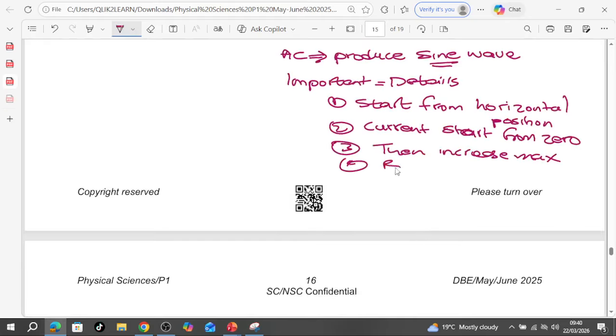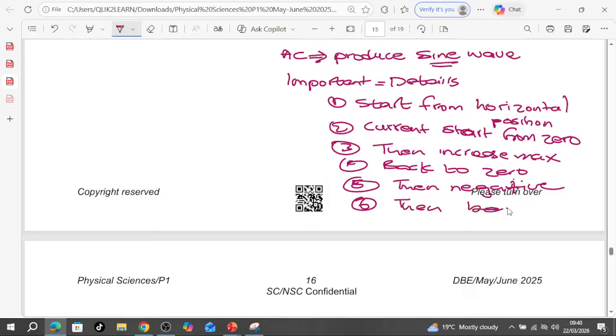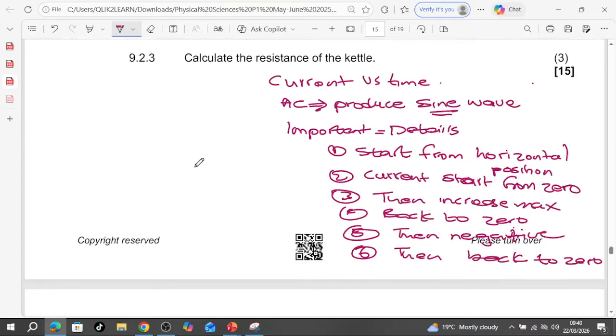That's how it moves. It comes back to 0, then negative. Then it comes to be negative, and then back to 0. I'll explain every step. Okay, let's draw the graph now.